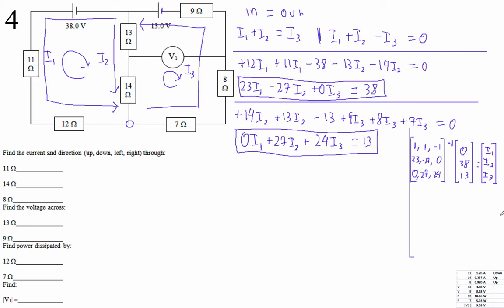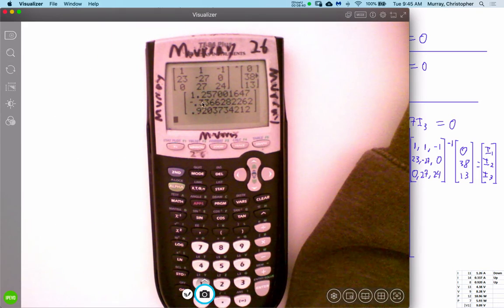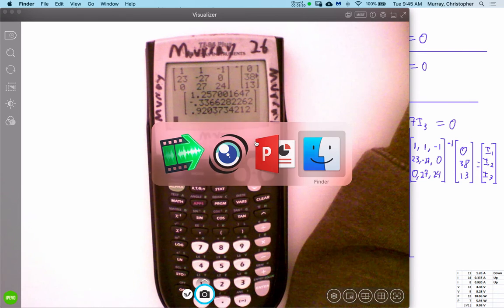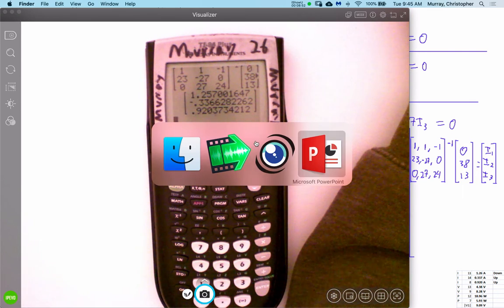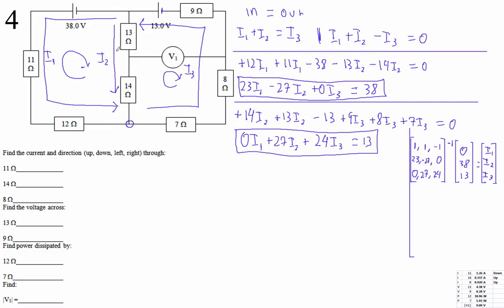So what I do at this point, since I see that, do you see how that's negative? As soon as I see that, I actually just correct it on the picture that I drew. So notice I said it was down.